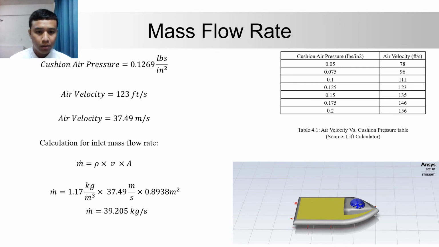And the calculation of inlet mass flow rate, which is m dot equals rho V A. Rho is the density of the air, and V is the air velocity, which we already got here, 37.49, and times the area of the craft, and we get around 39.205 kilograms per second of the flow rate.